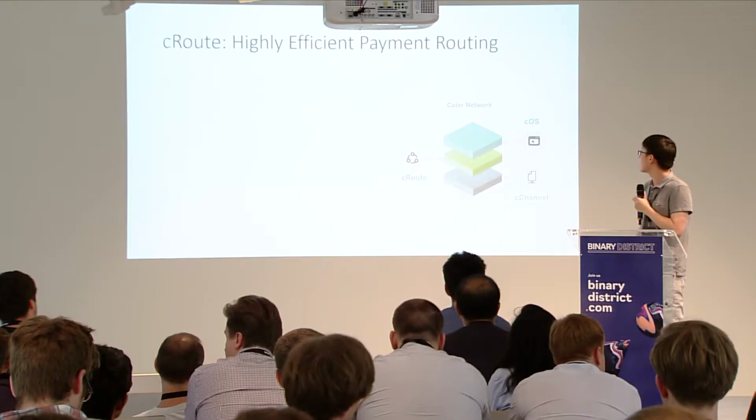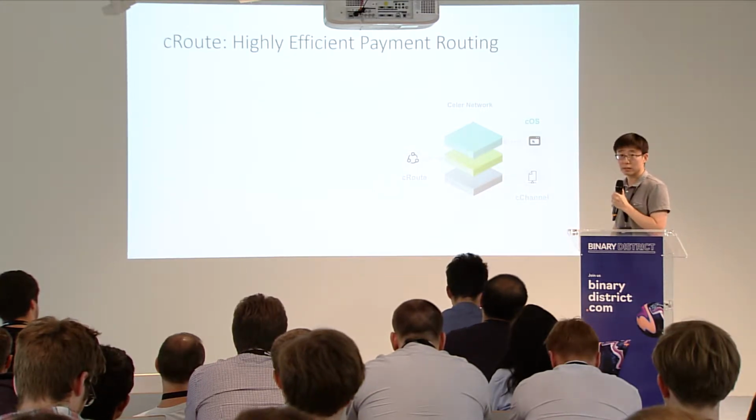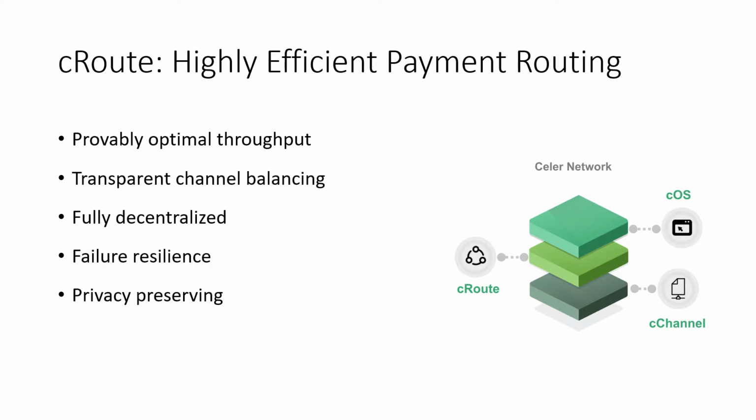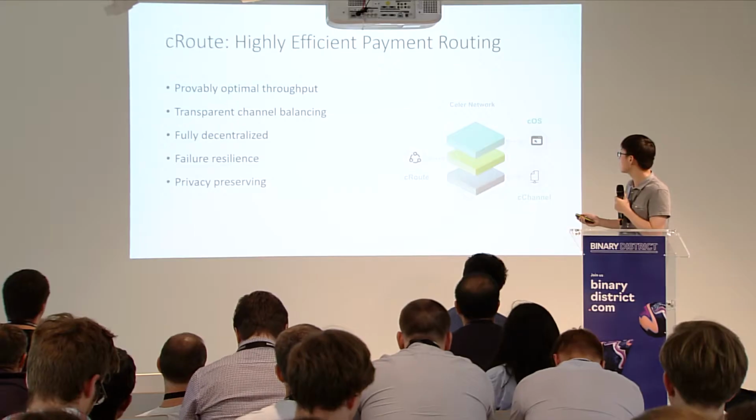There are similar projects, also very exciting and inspiring, working on a similar scope, Counterfactual, for example. And we share the same great goal here, with some differences in some technical details. And on top of this networked state channel, we have cRoute. It's a highly efficient payment network routing, with a bunch of nice properties: optimal throughput, transparent channel balancing, decentralized failure resistance, and privacy preservation. I'll defer the detailed discussion to later in the talk.